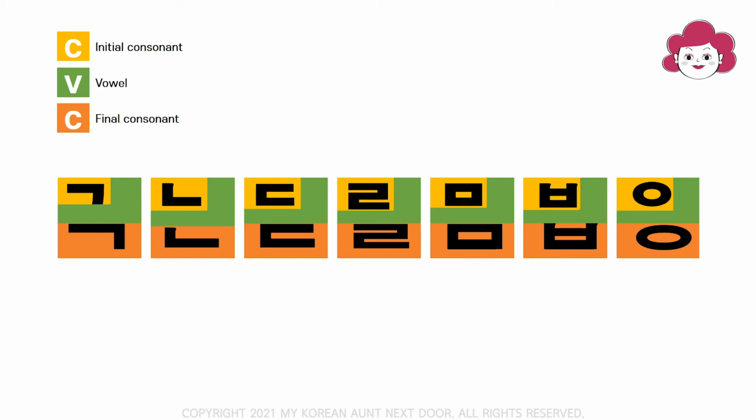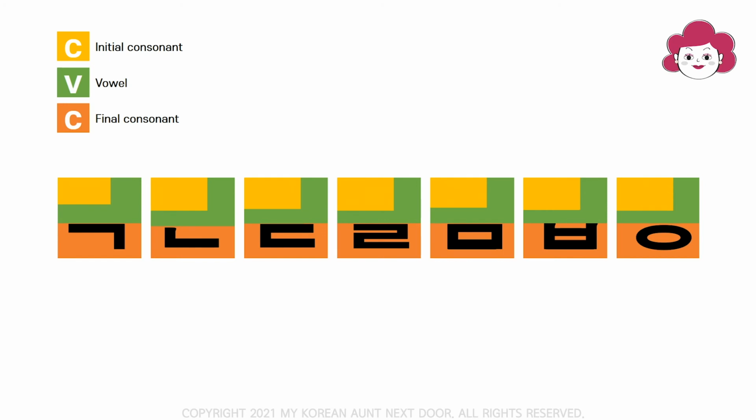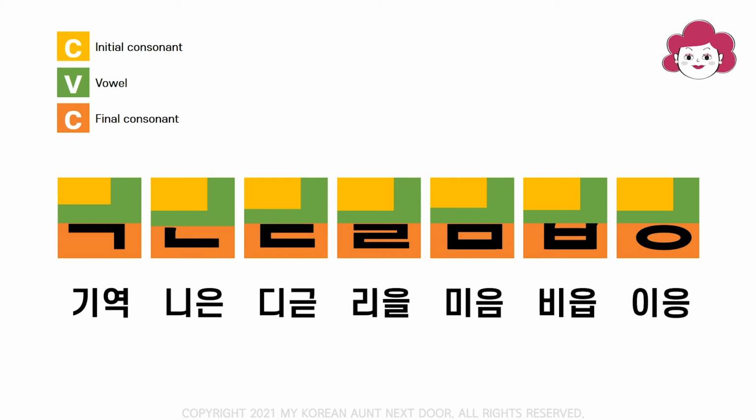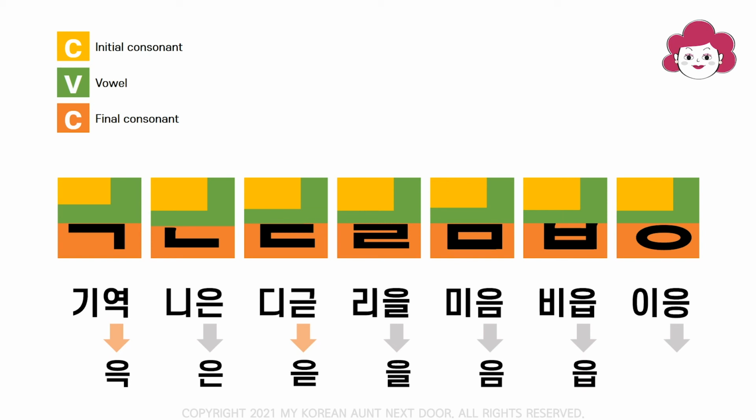Still confused with the pronunciation between the final consonant and initial consonant? You can get a hint of the pronunciation from each consonant's name in Korean. 기역, 니은, 디귿, 리을, 미음, 비읍, 이응. The last letter of the consonant's name: 윽, 은, 읒, 을, 읍, 응. These are the exact final consonant sounds.